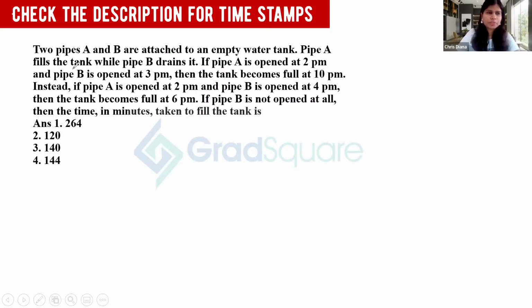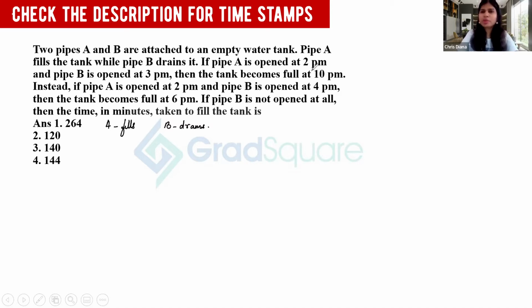Have a look at this question. 2 pipes A and B are attached to an empty water tank. Pipe A fills the tank. Remember, pipe A fills the tank, whereas pipe B drains the same tank. If pipe A is open at 2 p.m. and pipe B is open at 3 p.m., then the tank becomes full at 10 p.m.